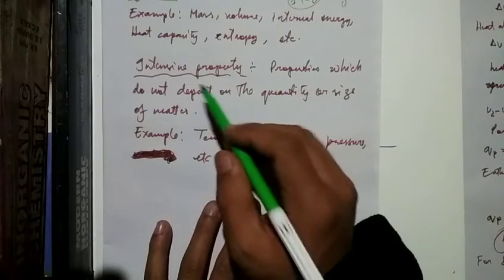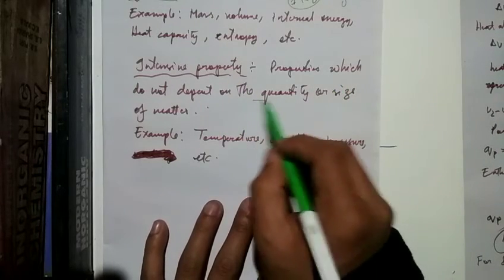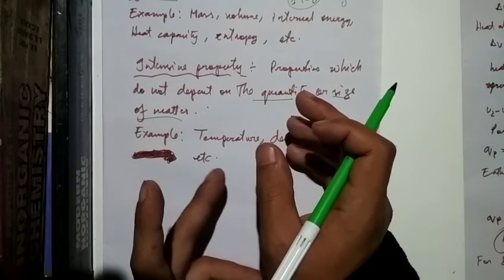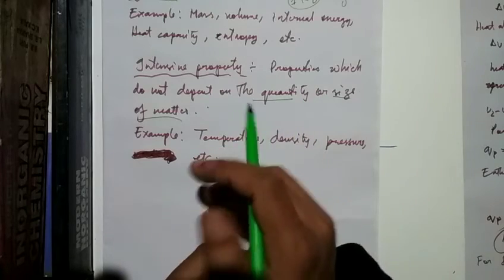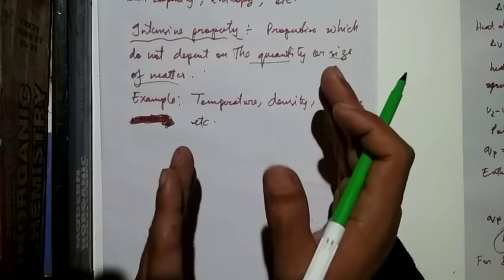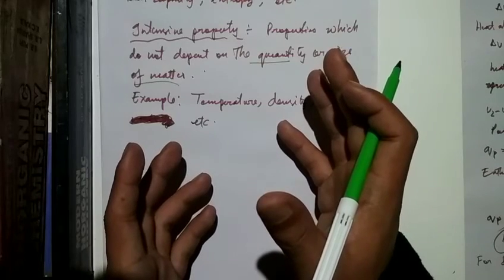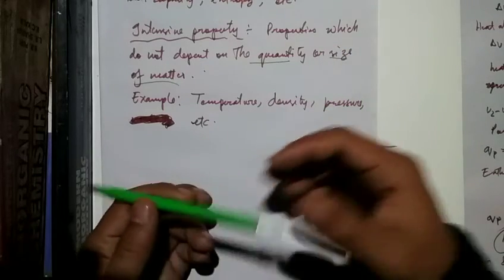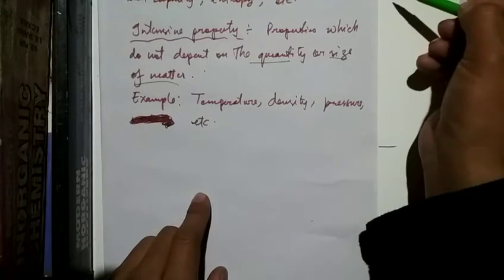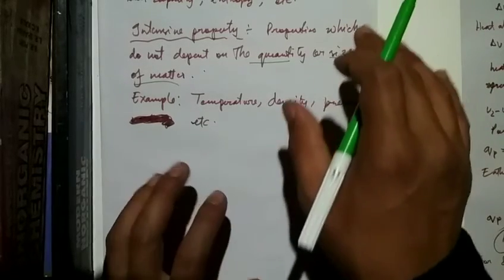Now the next one is intensive property. These properties do not depend on the quantity or size of the matter. That means they are independent. Example is temperature. The temperature of this room is constant. The temperature at this point here will be the same. If I move here also, at this point the temperature will be the same. From this point to this point also it will be the same.